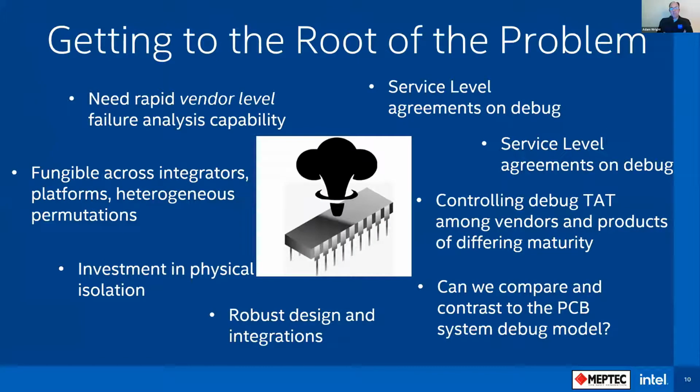Getting to the root of the problem, and again, this is so critical for the customer. We all know that siting and failure isolation starts at the architecture level. We need rapid vendor level failure analysis capability and service level agreements on debug. When I have an issue, I need to be able to get everybody in a room and drill down into what the problem is. And I've seen this work well.